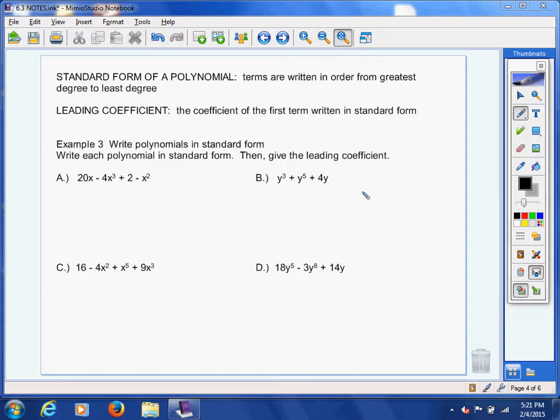So let's look at letter A. Here's our polynomial: 20x minus 4x cubed plus 2 minus x squared. There are 4 terms there. You can see that they are separated by, here's a subtraction sign, and then we have 4x cubed, so that's 2 terms there, plus 2 is a term, minus x squared, and x squared is a term. There are 4 terms, and we need to put them in order.